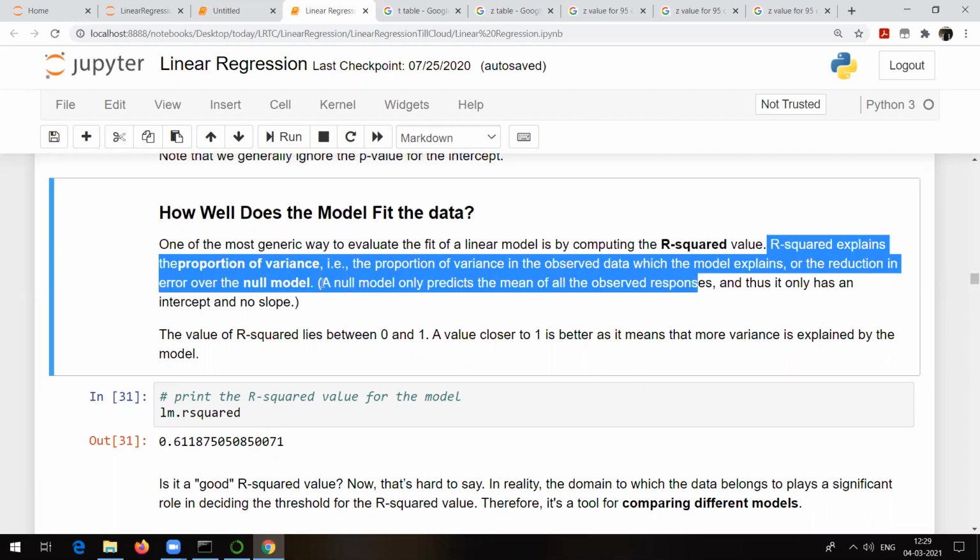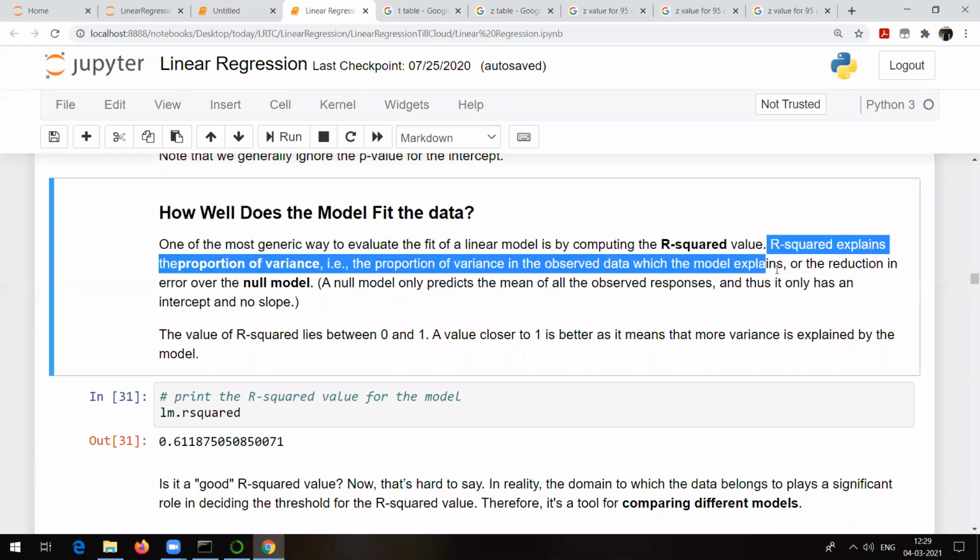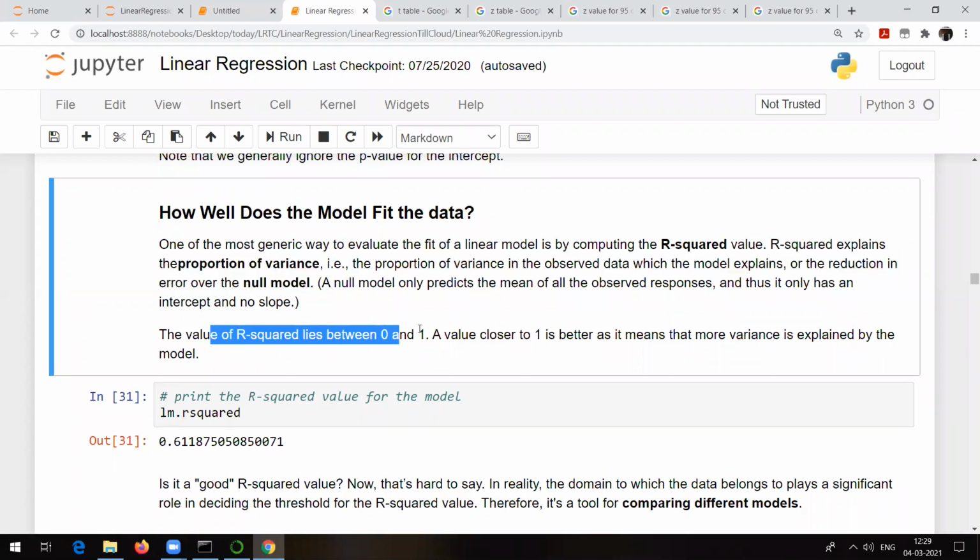R squared explains the proportion of variance in the observed data which the model explains, or the reduction in error over the null model. So we have seen that R squared value should be as high as possible. The value of R squared lies between 0 and 1. A value closer to 1 is better, and we have already seen that the higher the value of R squared, the better the model is. But we should not only depend on R squared value, because there is something called adjusted R squared also.